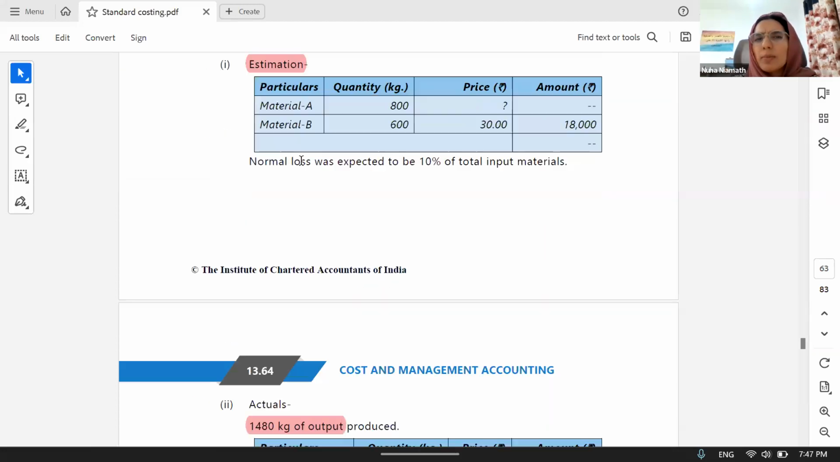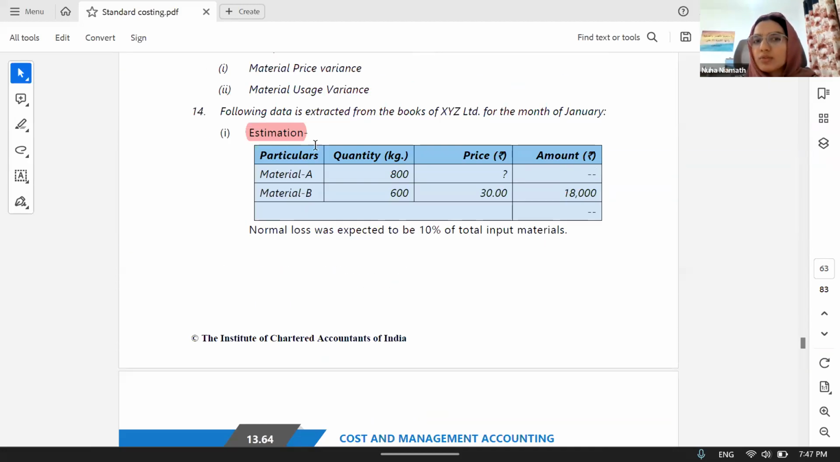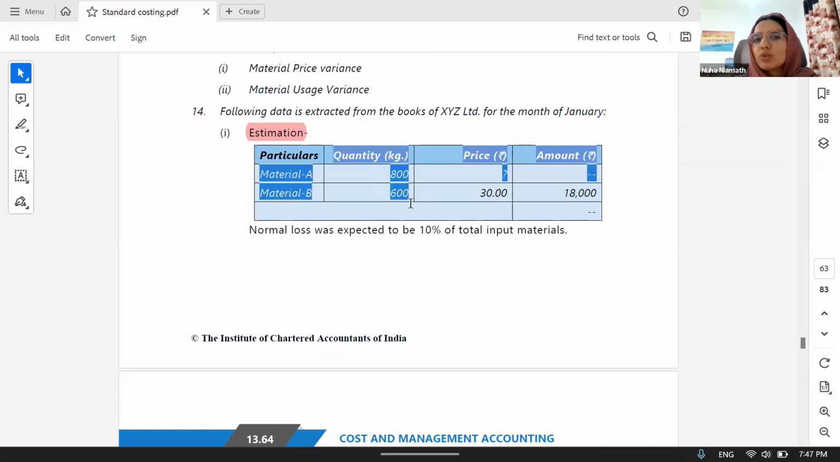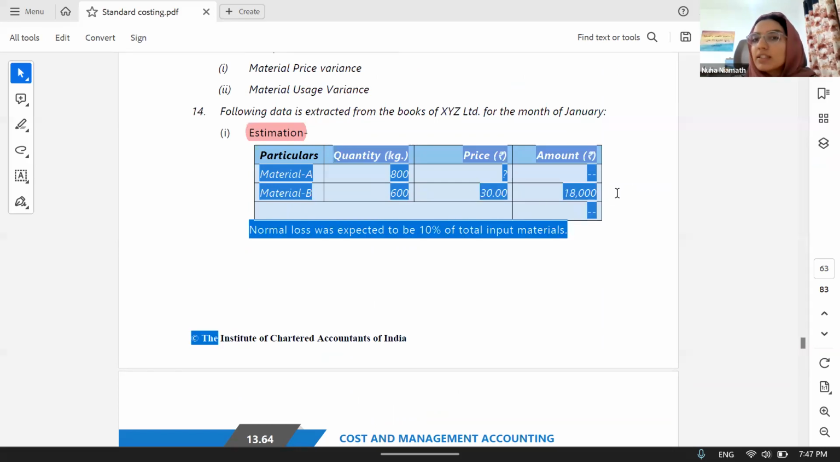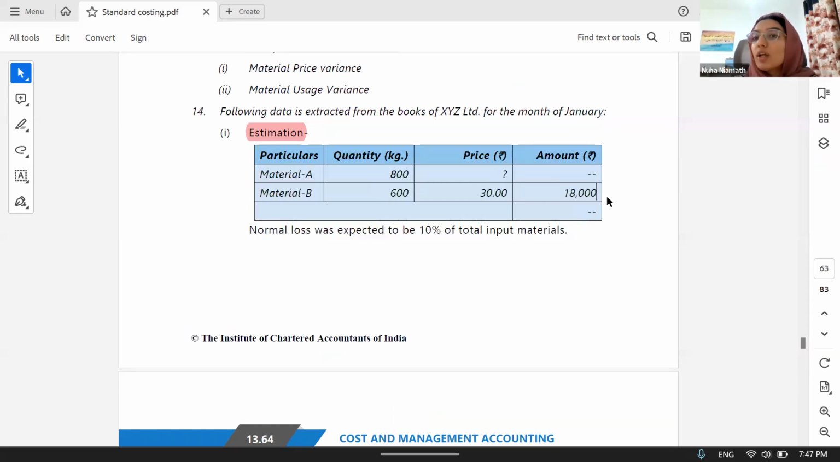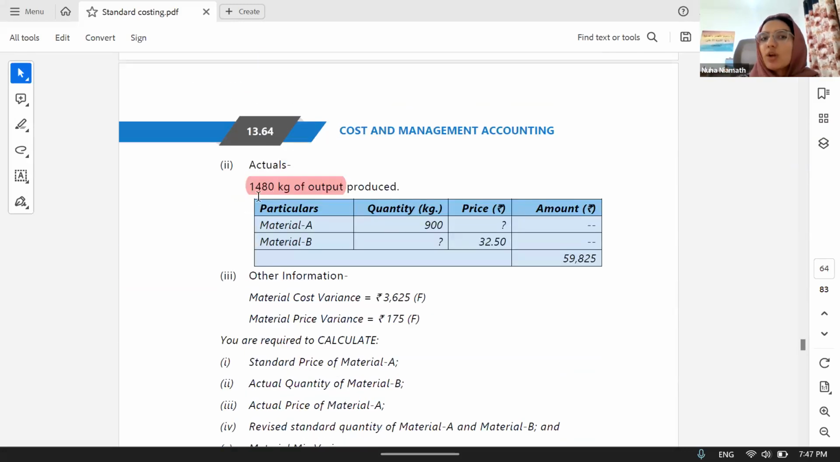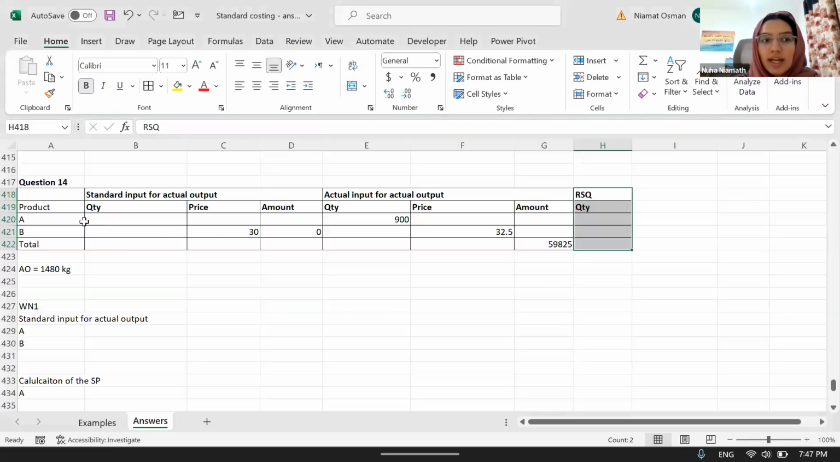Now, one thing to remember here is they have given us estimation that this is the quantity to be used. But please understand, this is not the quantity to be used for our actual output. This is a budget that we should have used. We don't need this. We need what? What is the standard input for the actual output? How will we calculate that? Do you remember we have an actual output of 1,480 kg. This is our actual output. So if we have to calculate the input, how will we calculate?